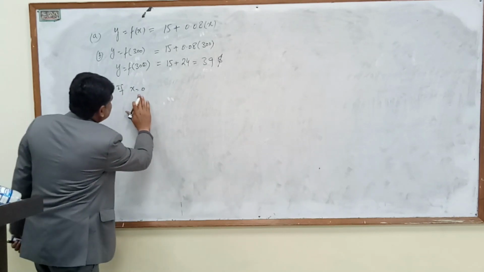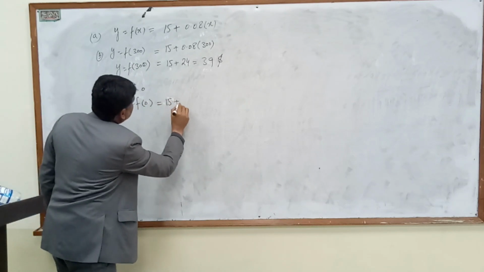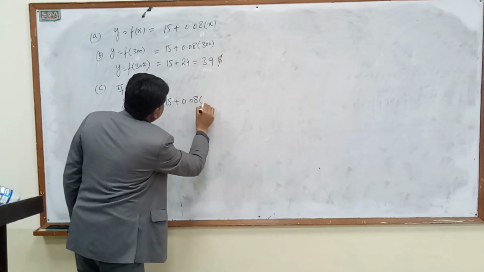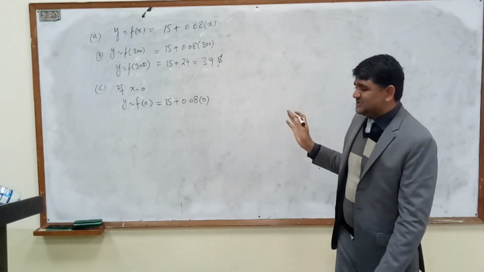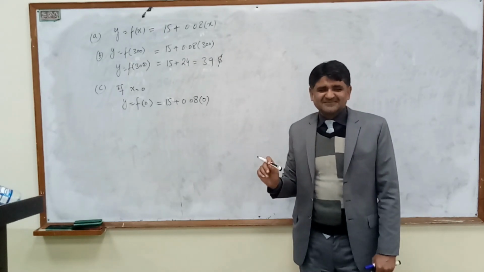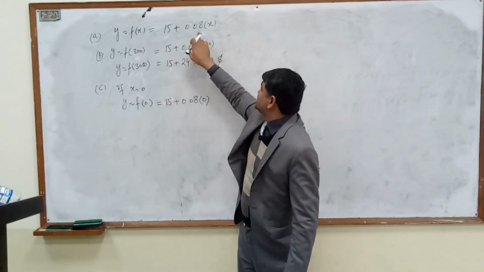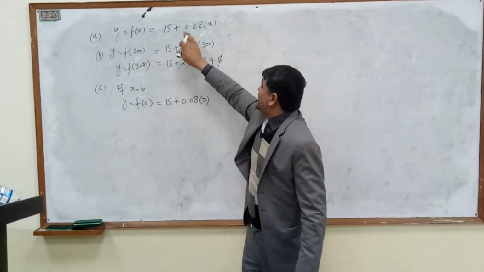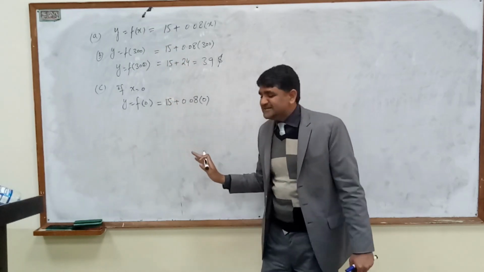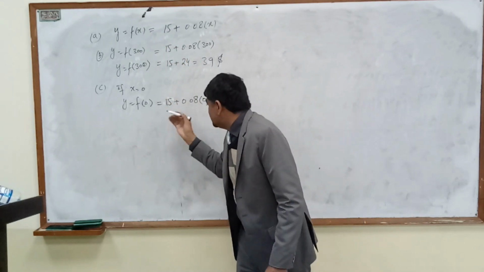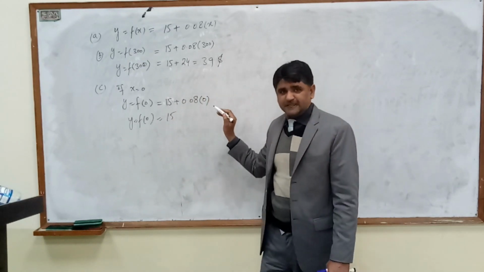When x is 0, y is equal to f of 0, which is equal to 15 plus 0.08 into 0. As you know, when x is 0, y is always equal to the constant. It's the y-intercept. When x is 0, y is equal to the constant. We have extensively discussed this in our chapter number 2. So y is equal to f of 0, which is equal to 15.